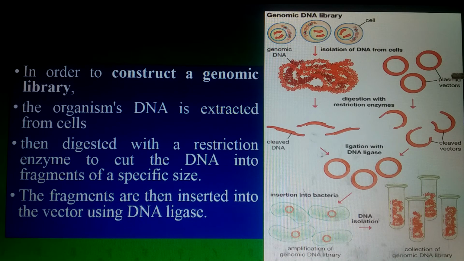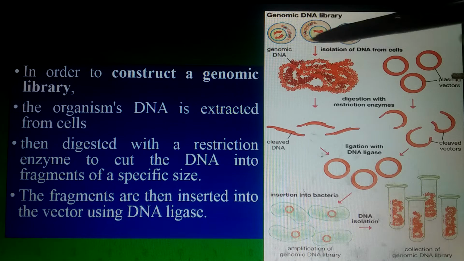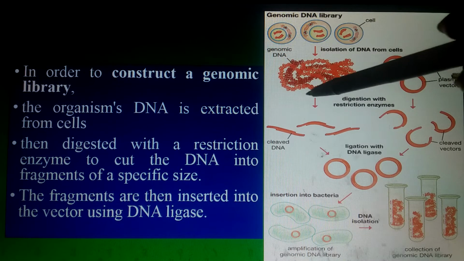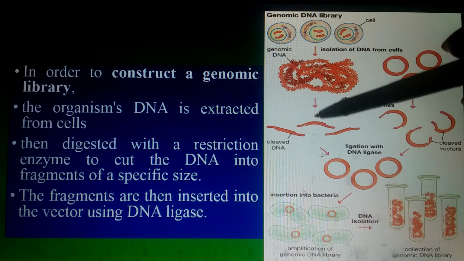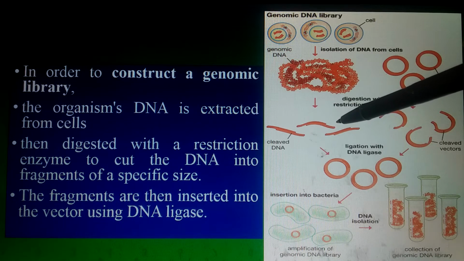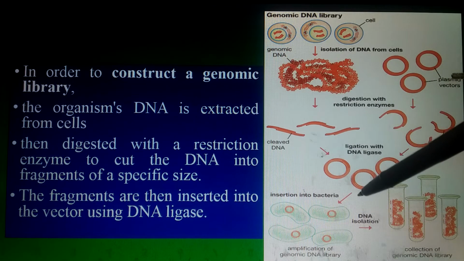Okay. Now, how is a genomic library constructed? In order to construct a genomic library, we need the DNA, which we can extract from the desired tissues or cells of an organism. Then we need the restriction enzymes for the digestion of that DNA. You can see here, these are the tissue cells from which the DNA is extracted, and we need the cloning vectors. The cloning vector along with this DNA is digested with the restriction enzyme. After cutting with the restriction enzyme, the fragments are then inserted into the vector using DNA ligase.